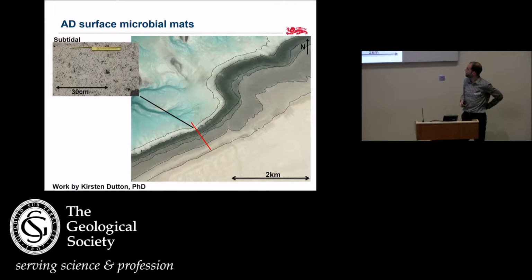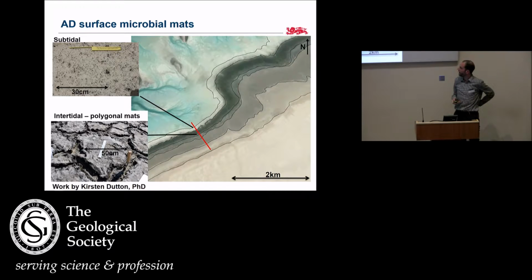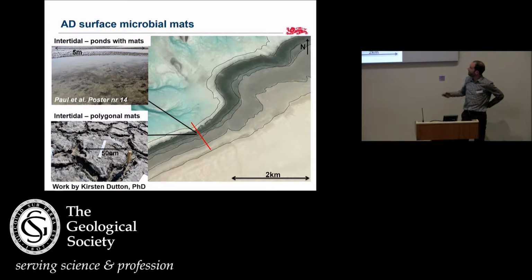And if you look at the microbial mats, well, the non-existence of microbial mats in the subtidal zone here, it's all reworked, so it's probably all reworked material from further up. And here we have a zone between these two lines where we have intertidal, these polygonal mats. Lots of research has been done on these. And we also find within this intertidal zone these intertidal ponds, intertidal pools, with mats growing there as well. Not a lot of research has been done on those yet.